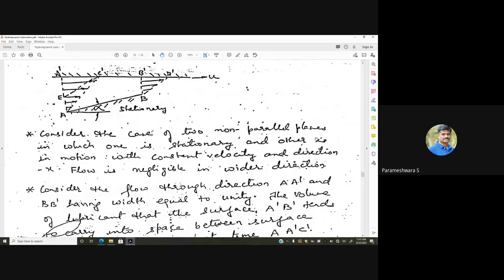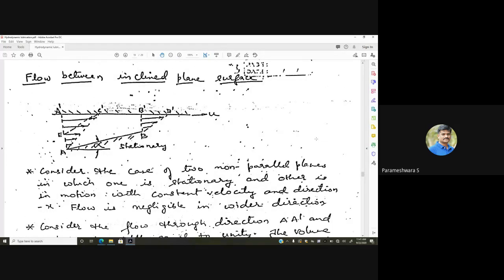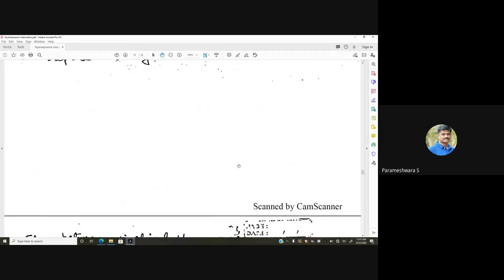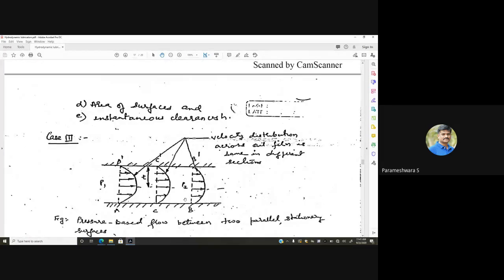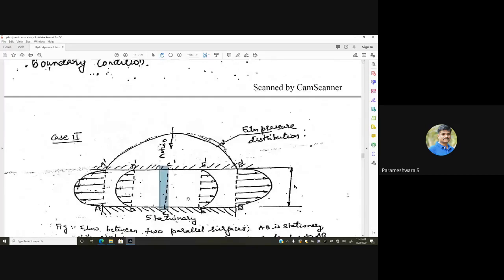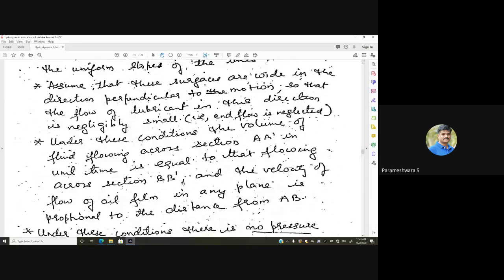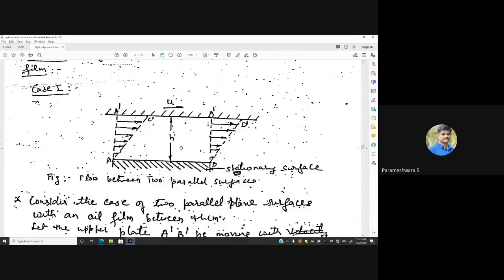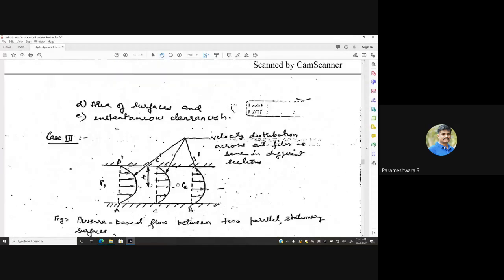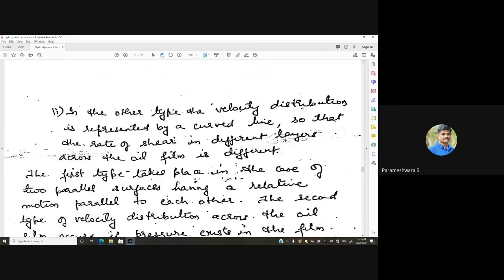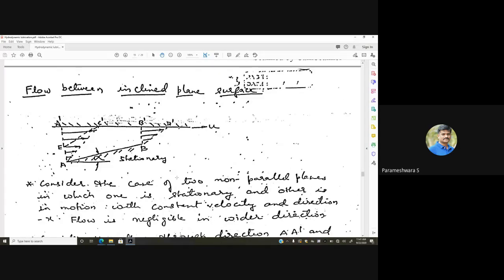Then this case, flow between inclined plane surfaces. Earlier, we have seen the flow between parallel plate surfaces. In this case also, these two plates are parallel. In case number 2 also, these two surfaces are parallel, and even in case 1 these two surfaces are parallel. Let us see what happens when the flow between inclined surfaces takes place.